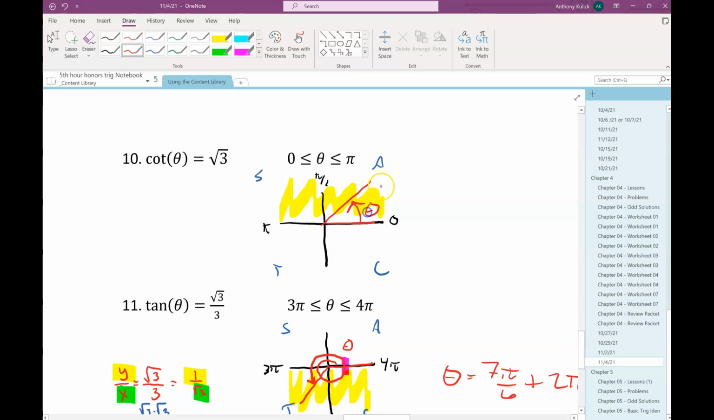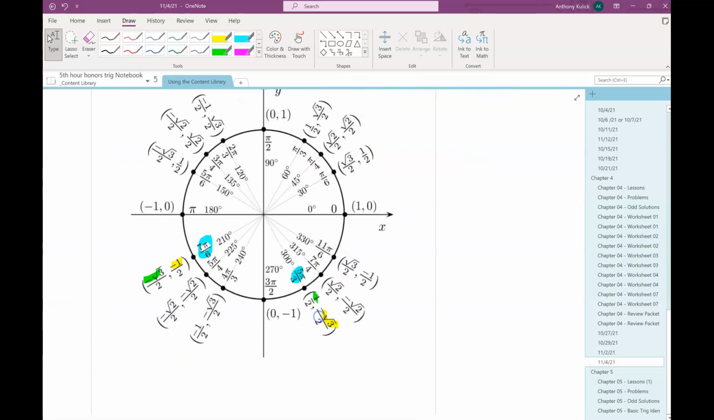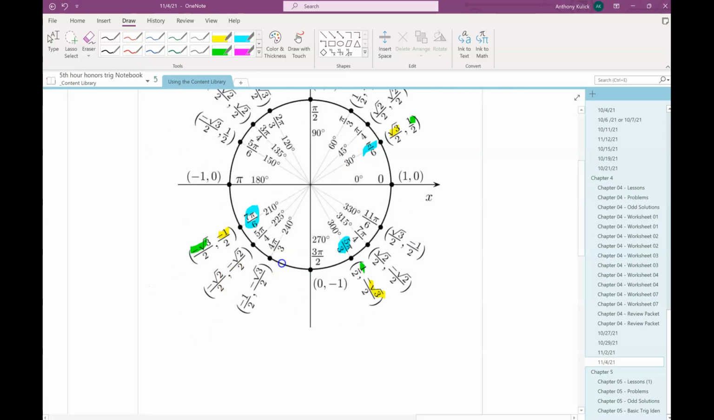So there's my theta. So I know that cotangent is x over y. So I'm just going to look for the place in quadrant 1 where the x has a √3 and the y has a 1. So if I go back to my unit circle, I would say pi over 6. And I'm done.